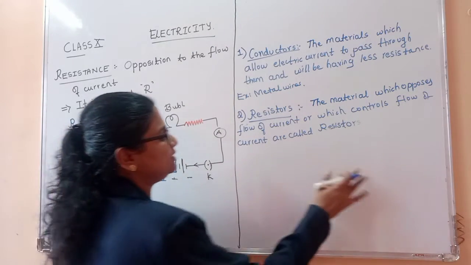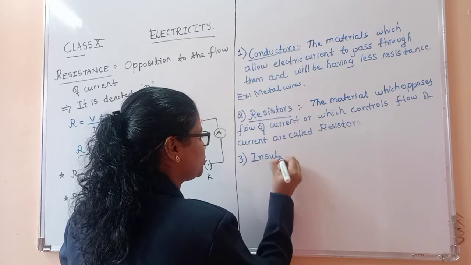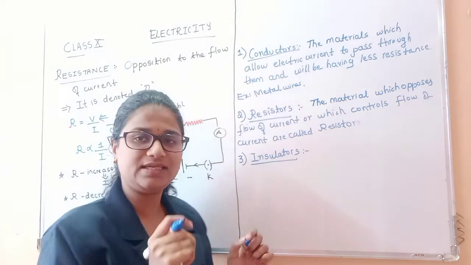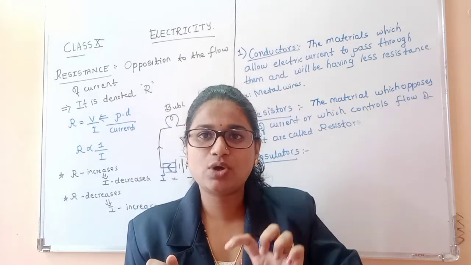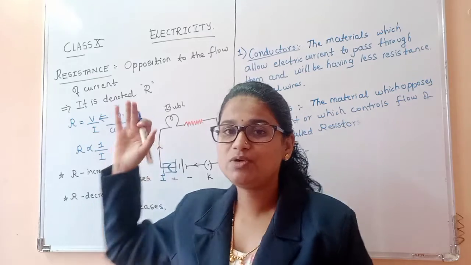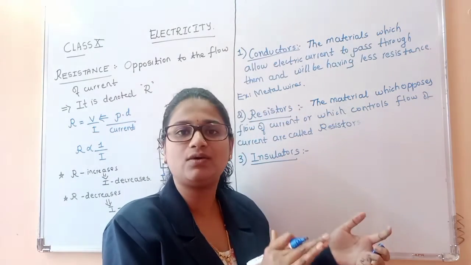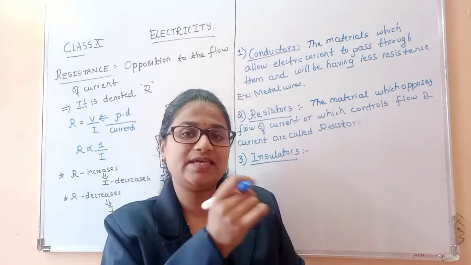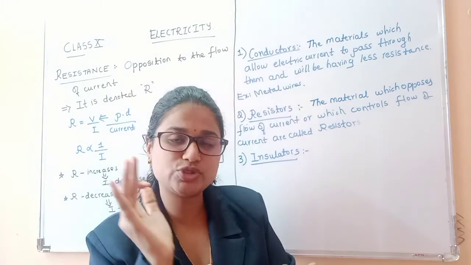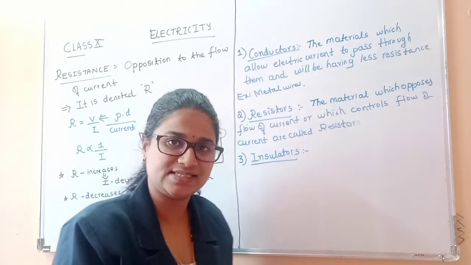Next, we have the other term called insulators. In the lower classes, we studied that insulators are the things which will not allow the electric current to pass through them. But in terms of resistance, we can define it as having the highest opposition force towards the flow of current. That highest opposition force is nothing but resistance.